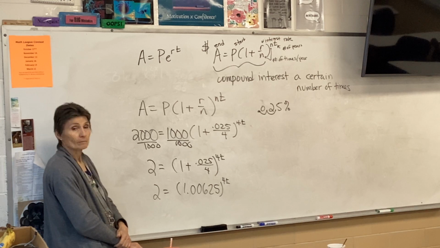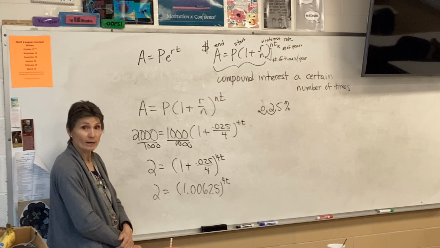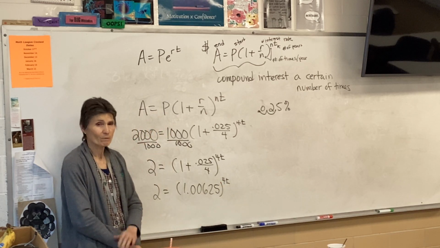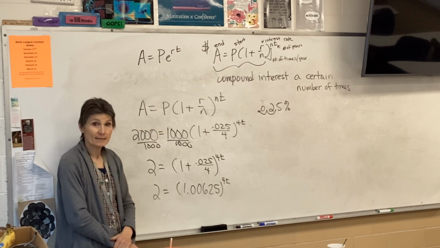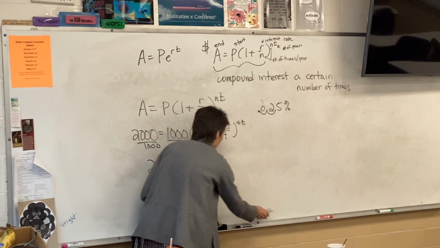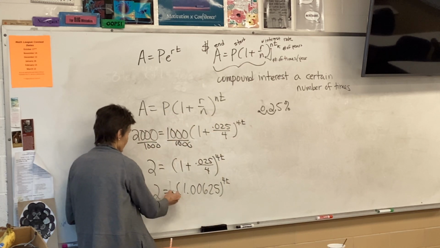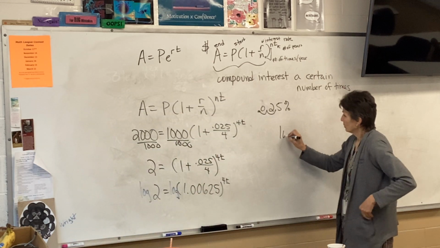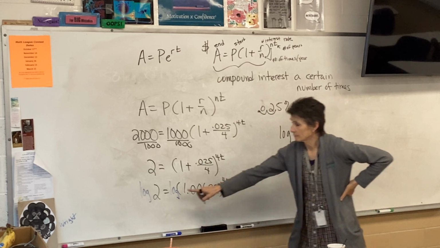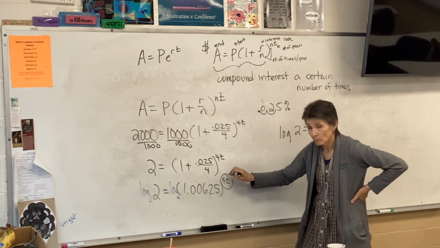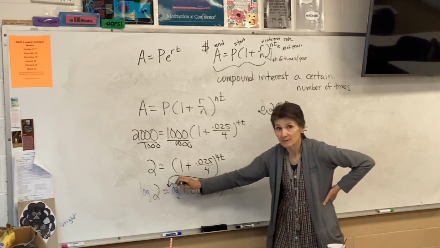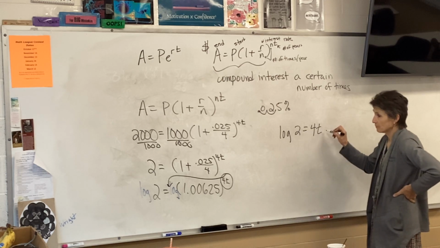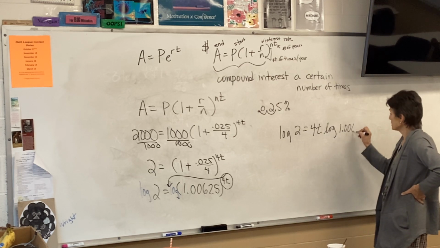Now I need to solve that equation. Whenever my variable is up as an exponent, I need logarithms. So I am going to take the logarithm of both sides. Now that leaves me with log 2. Now the exponent comes out in front. This is why we practiced all those problems. So now 4t times log 1.00625.